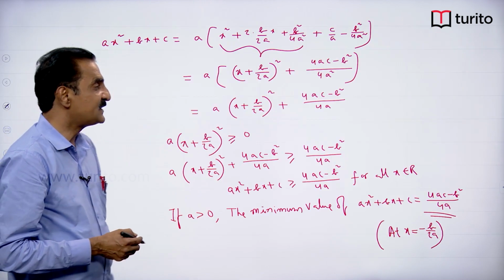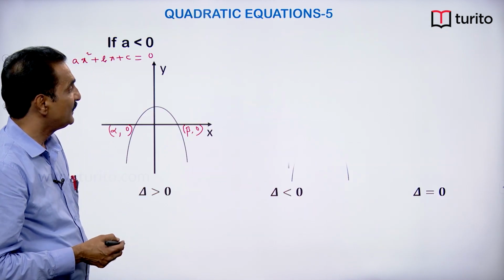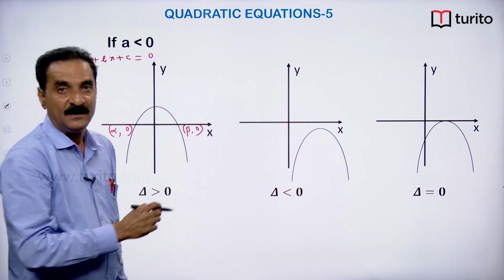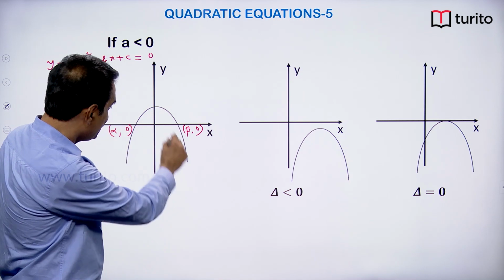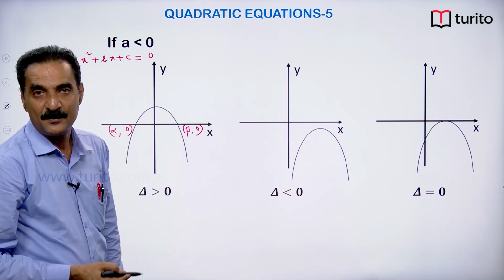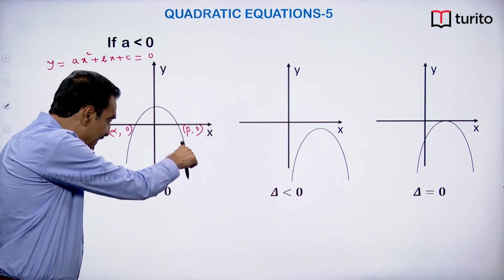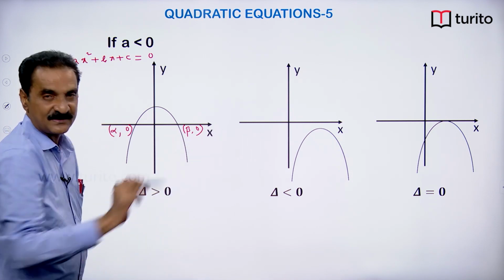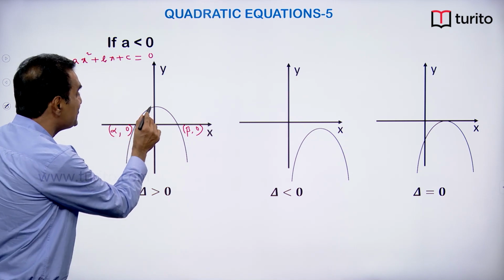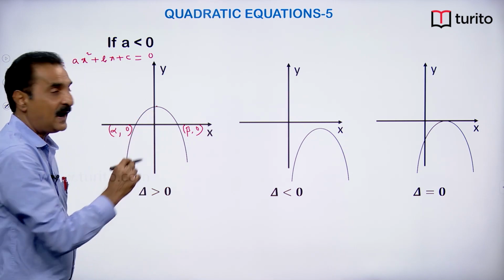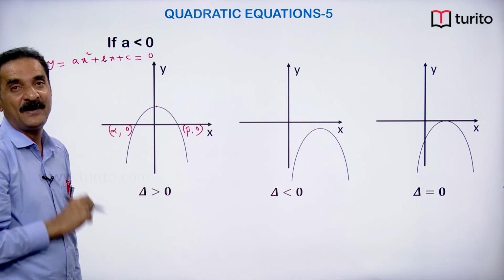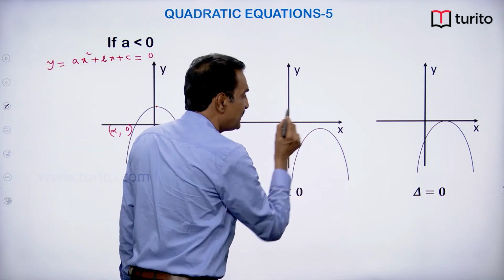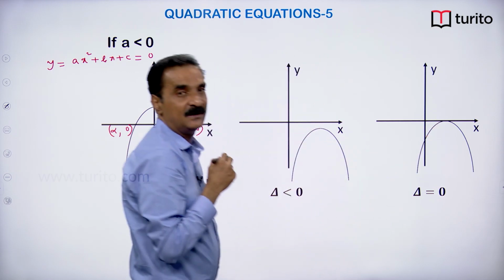Now, let us take a less than 0. If a is less than 0, you can see the graph in all the 3 positions. The value of y can reach up to minus infinity in all the cases, but there is a maximum value here. At the vertex there will be a maximum value. How to get the maximum value? This maximum value or this maximum value?